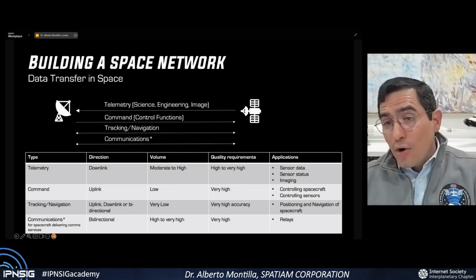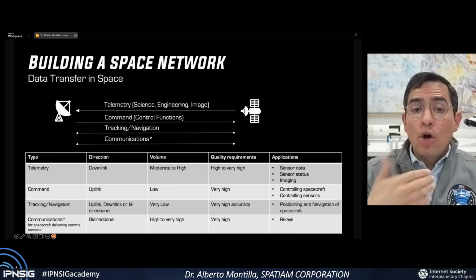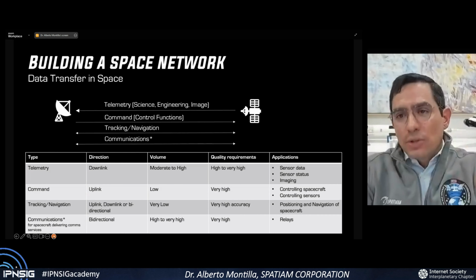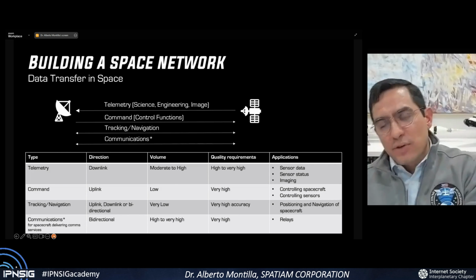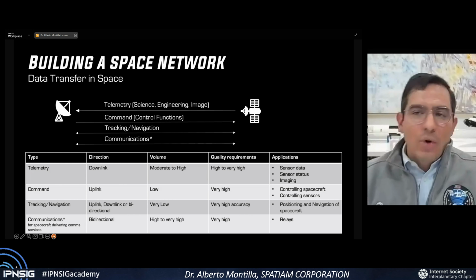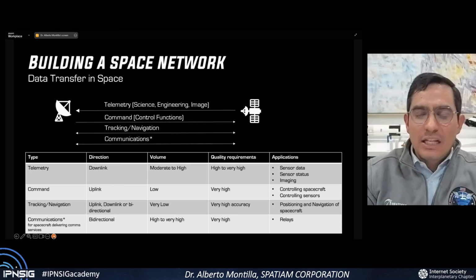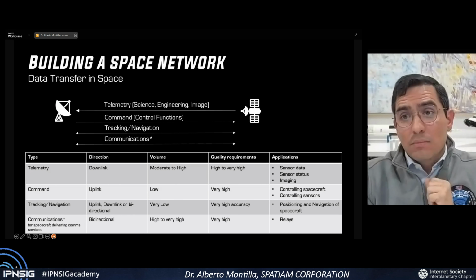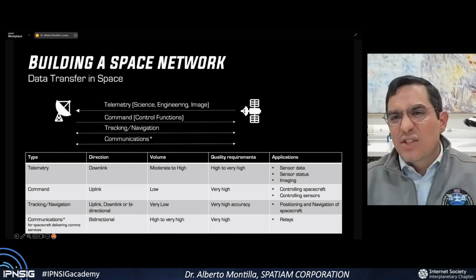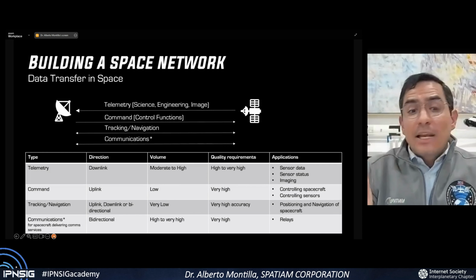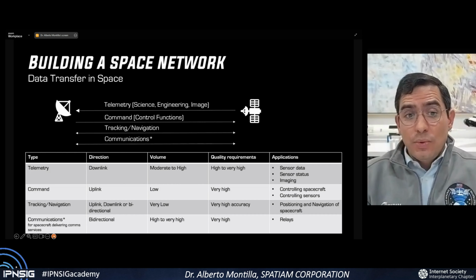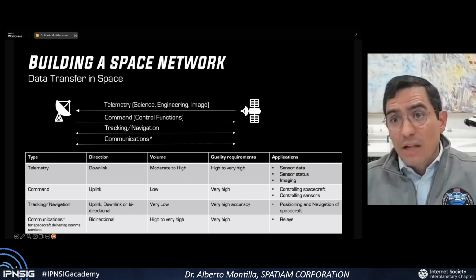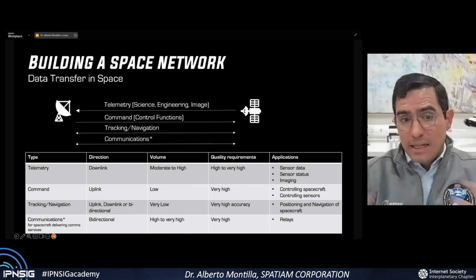Then commanding goes the other way around, which is the control functions that the human operators act on the spacecraft. So if you want the spacecraft to, let's say, move or to activate or deactivate a specific sensor, these are control functions that are sent from ground to the spacecraft, and this is commanding data. And then you have data that is specific to tracking and navigation. Sometimes this data is just the signal itself. Sometimes it's bits and bytes that go into the data flow.